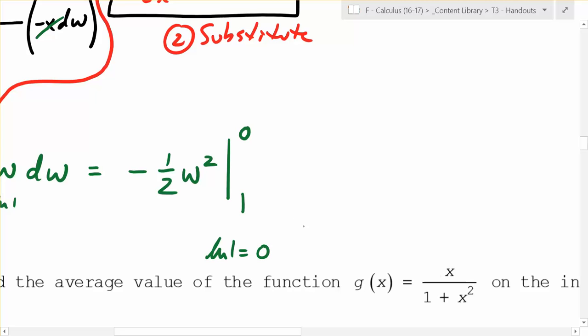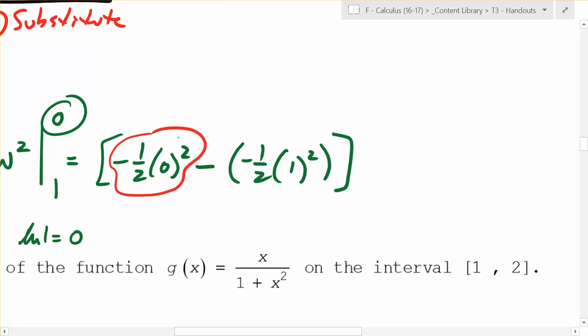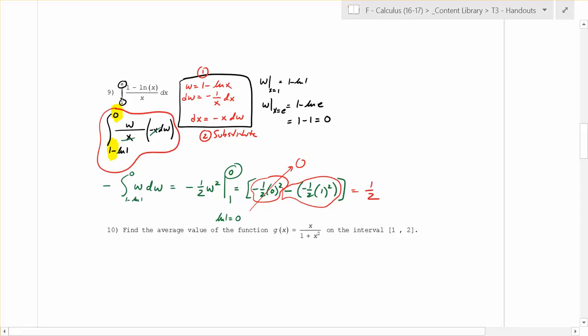Excellent. Good job. So what's the most common error people make at this point? The negative signs, right? So what's the upper one? It's 0 first, so you have to do negative 1/2 times 0 squared, minus negative 1/2 times 1 squared, right? Well, what's this right here? That's 0. And what happens to those negatives? They cancel, so it's just 1/2. So this turns out to be 1/2. If it's negative, can you just flip it?